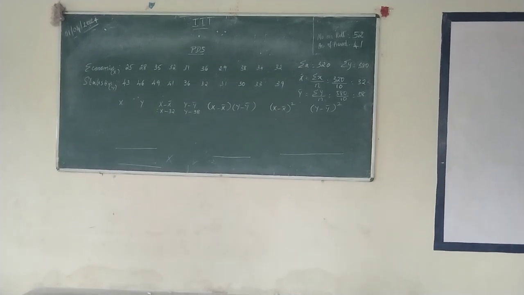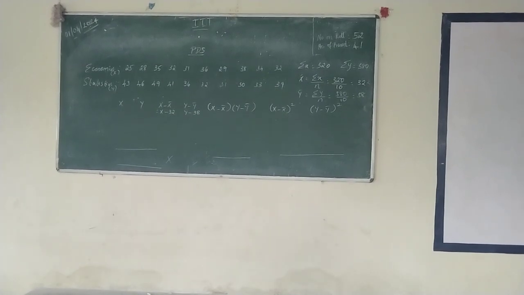So tell me what is the answer now. Summation of x minus x bar into y minus y bar is minus 93. Very good. Note down the total, everyone. Summation of x minus x bar into y minus y bar, that fifth column total, is minus 93. Now the sixth column, summation of x minus x bar the whole square, is 140.